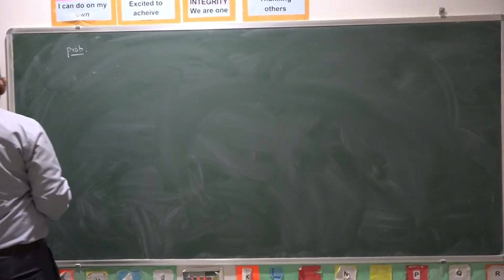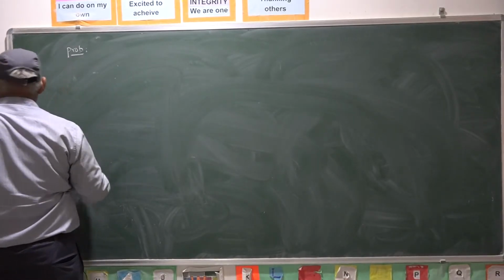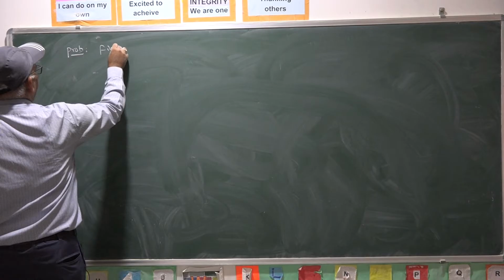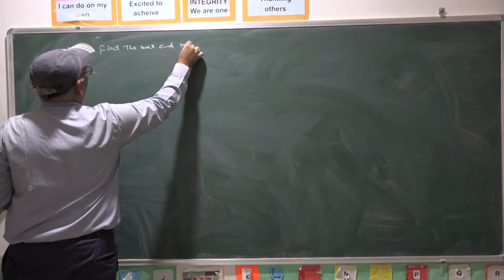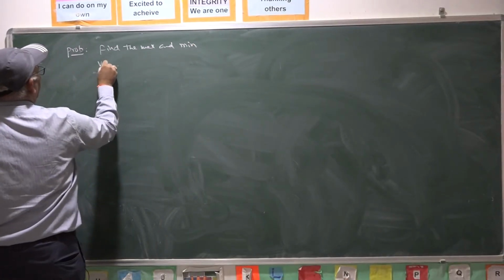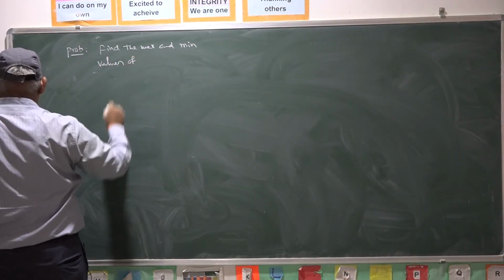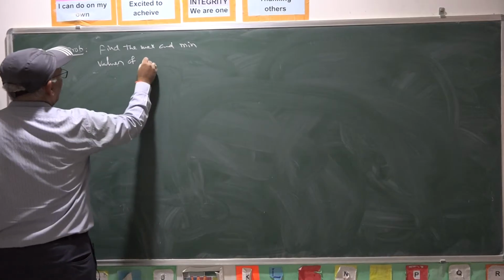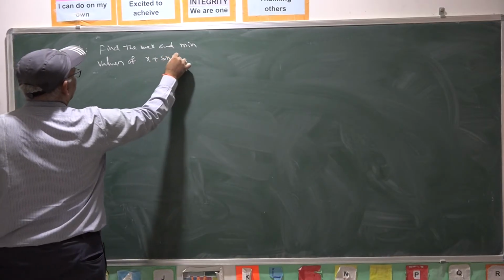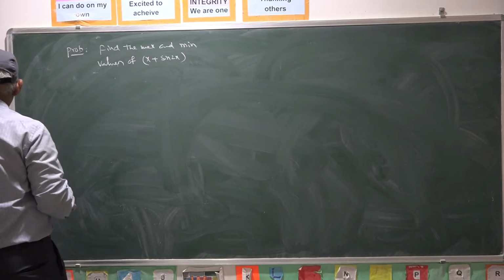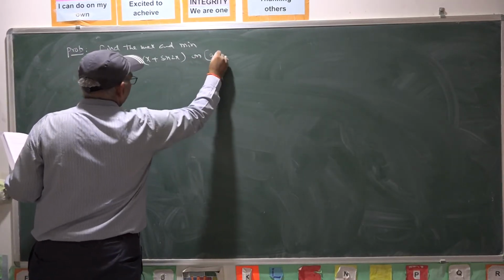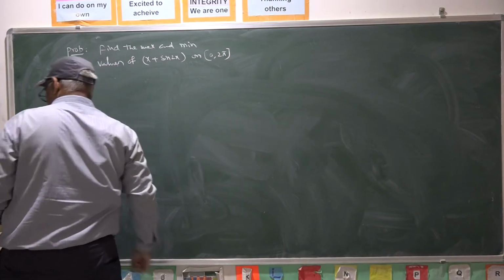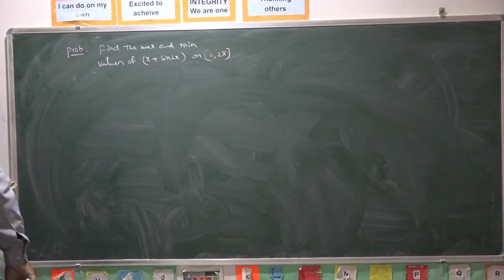Next problem. Find the maximum and minimum values of x plus sine 2x on 0 to 2 pi.